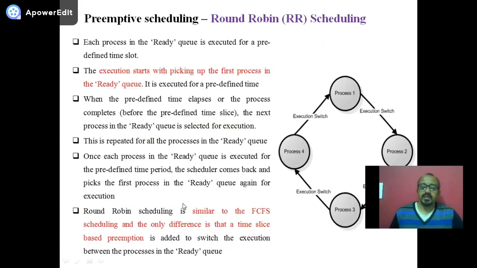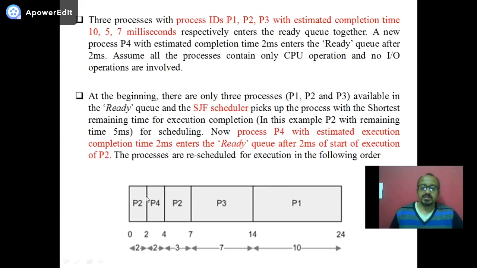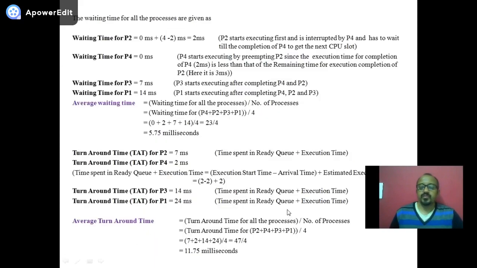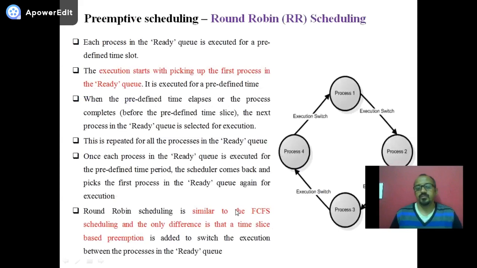Turnaround time for P3 is 14 millisecond. You can look at here, completely finish. And for P1 it is 24 millisecond. And the total average turnaround time of all the processes, we add up all and divide by 4, we'll get 11.74, as there are 4 processes. That's why we have divided by 4.